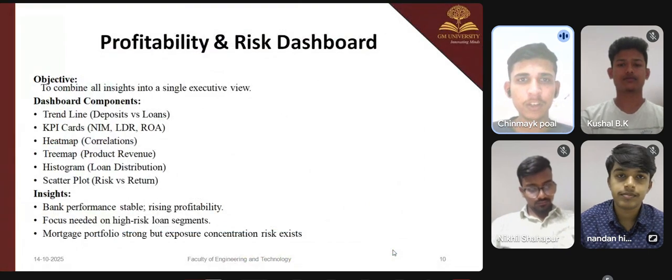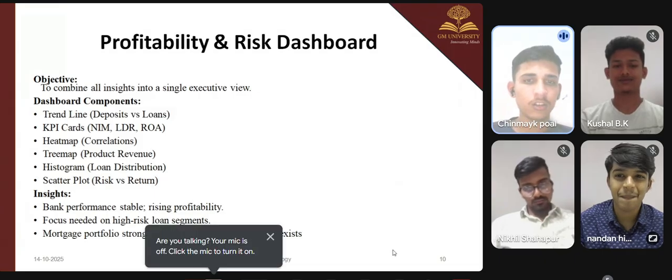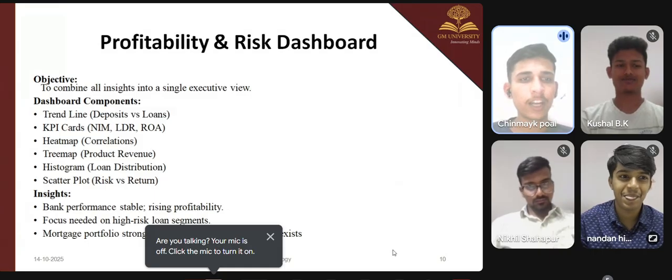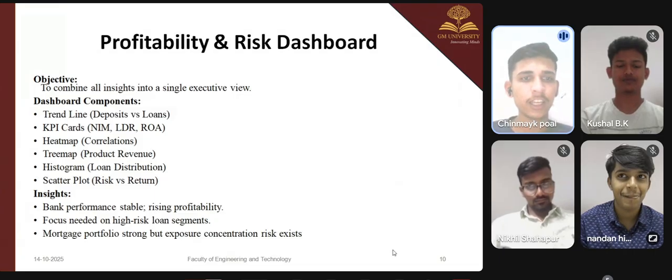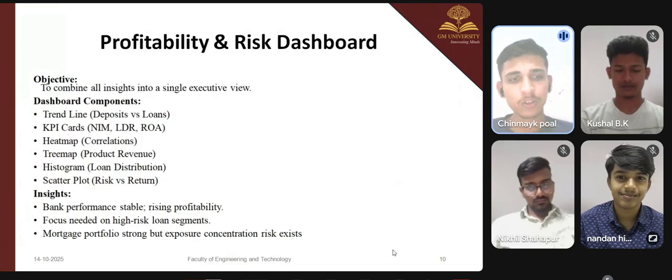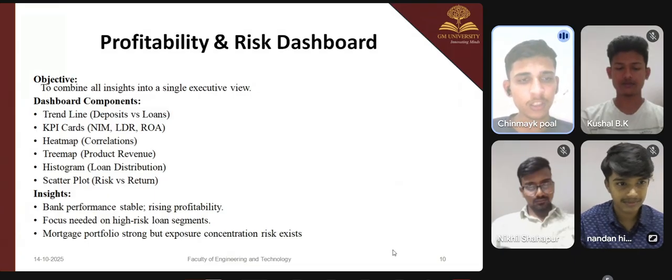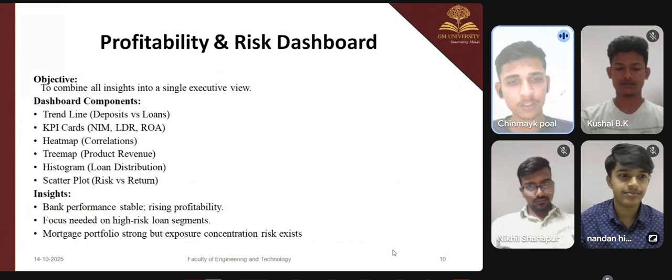Here is the profitability and risk dashboard. The objective is to combine all insights into a single executive view. The dashboard components are a trend line of deposits versus loans and KPI cards: NIM, LDR, and ROA. In the heat map, we use correlations. In the tree map, we use product and revenue. In the histogram, we used loan distribution. In the scatter plot, we used risk versus return.